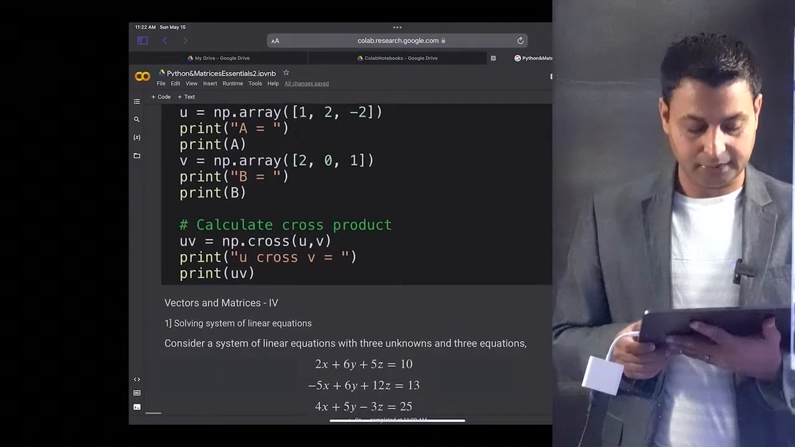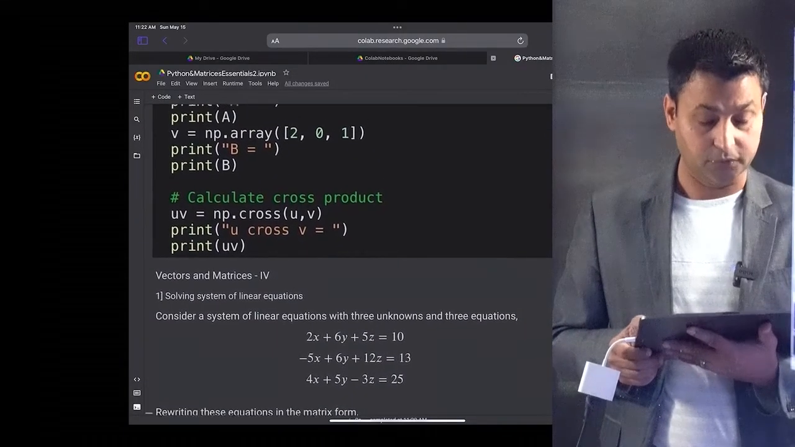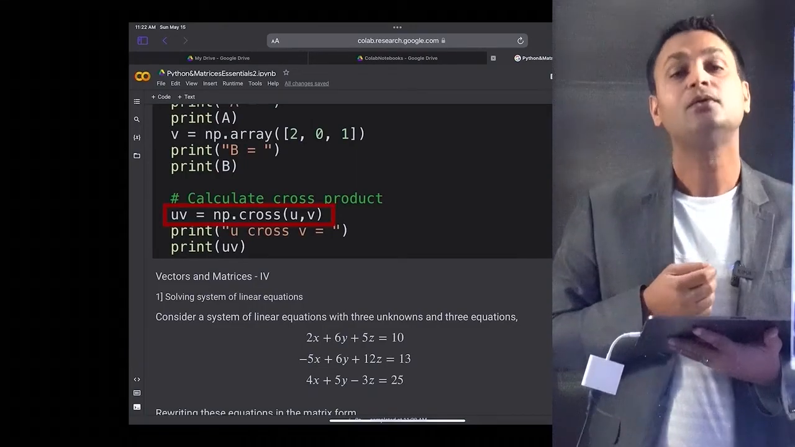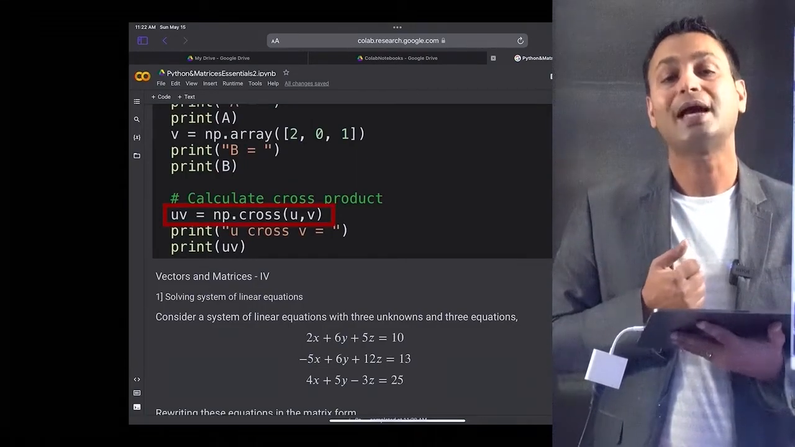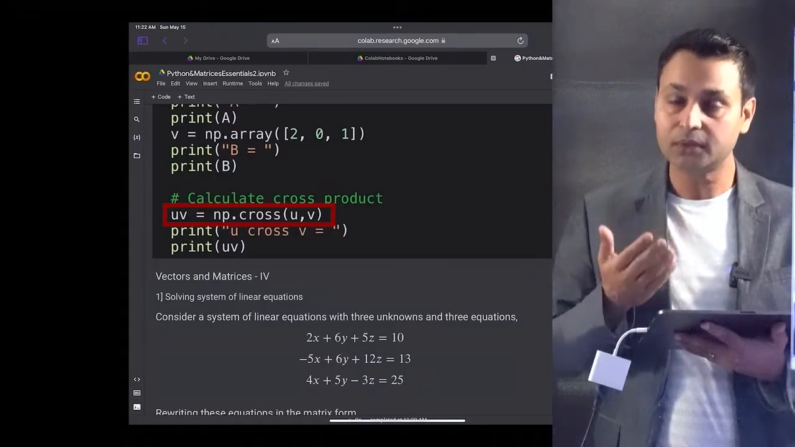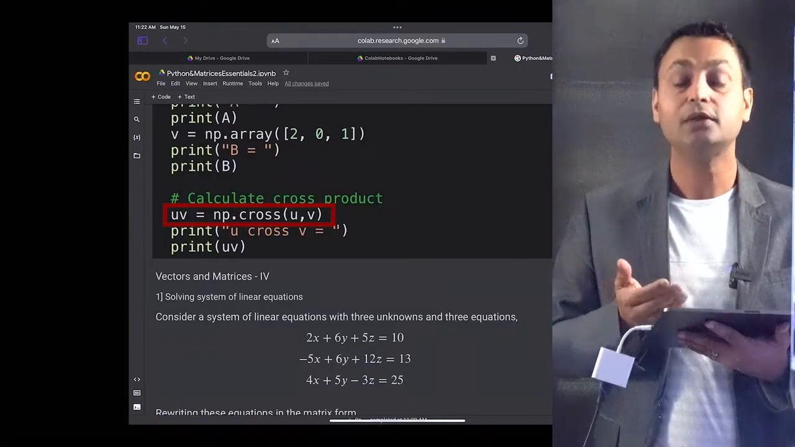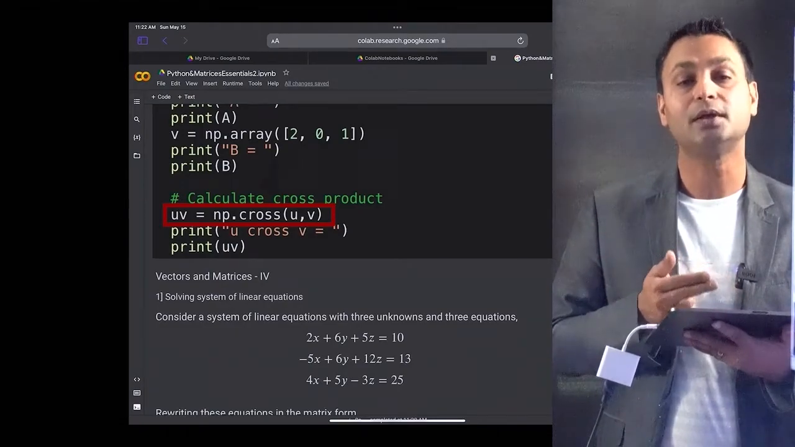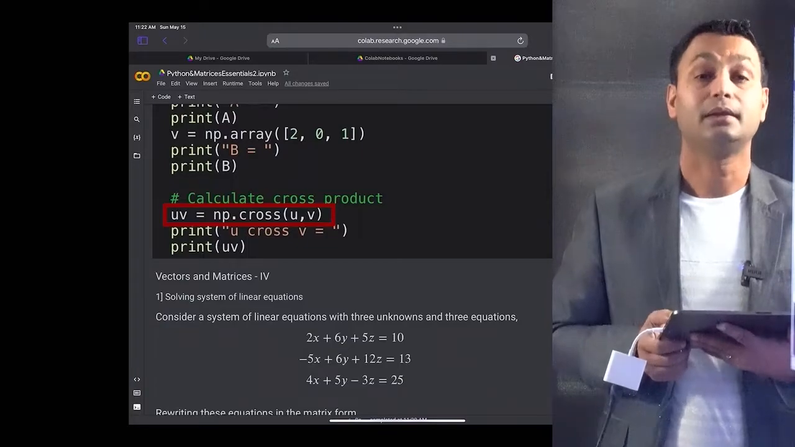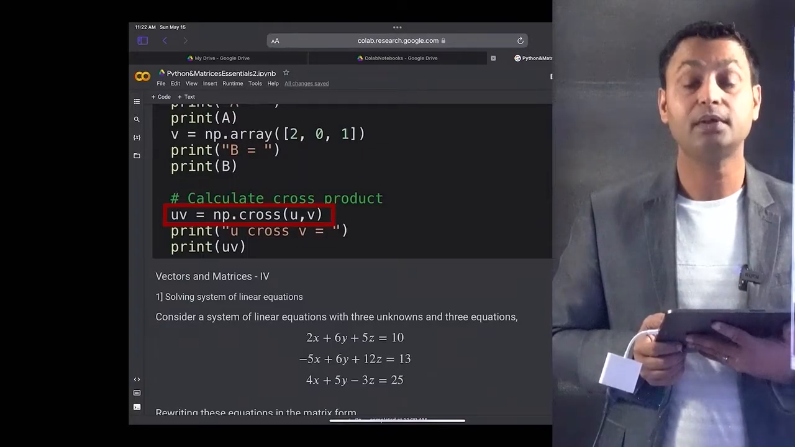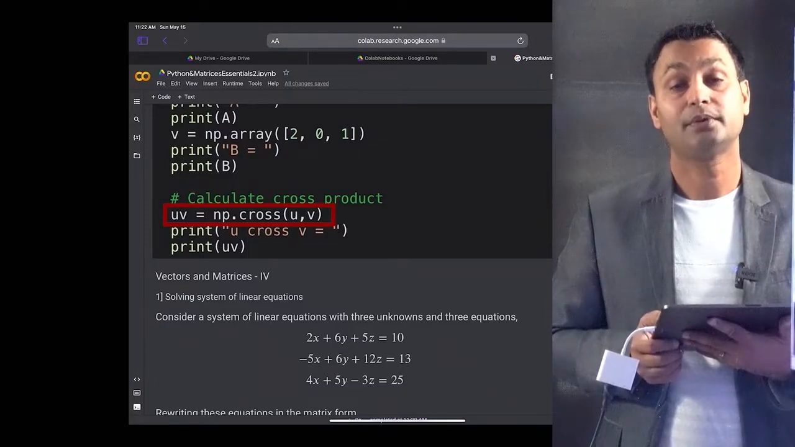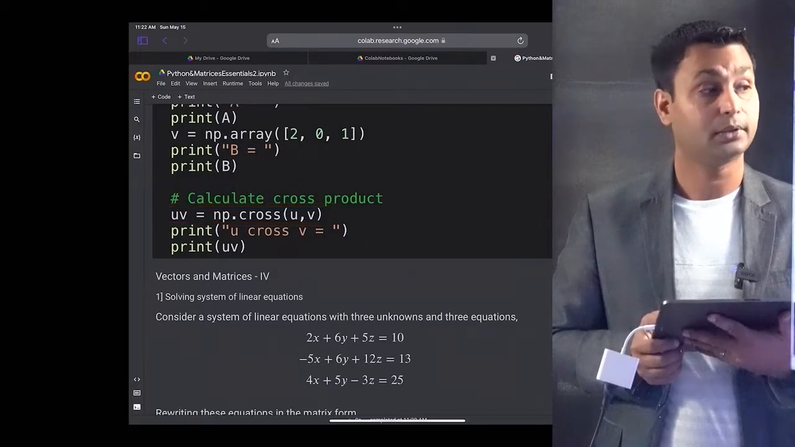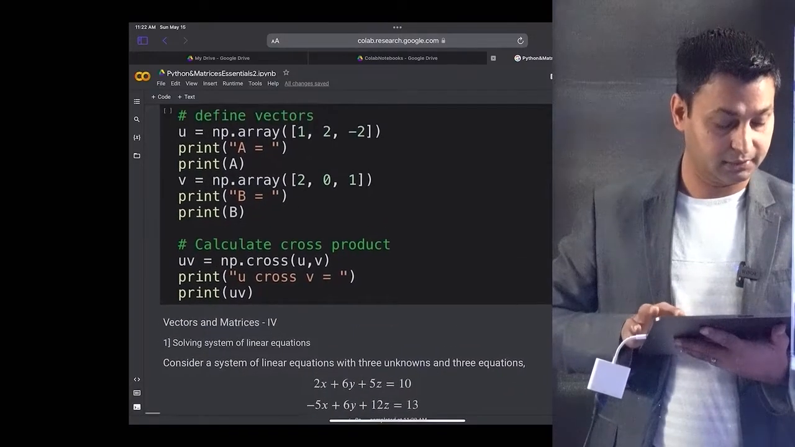Now if you want to take the cross product of these two different vectors, which is different from the dot product, we have used the variable uv to store the value that comes out after doing the cross product of the vectors u and v using the numpy function cross. We use np.cross with round parentheses u comma v, and that function computes the cross product of the two vectors u and v. Let's execute this and see what comes out.